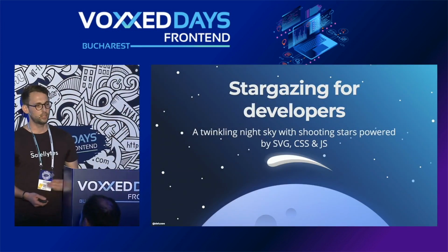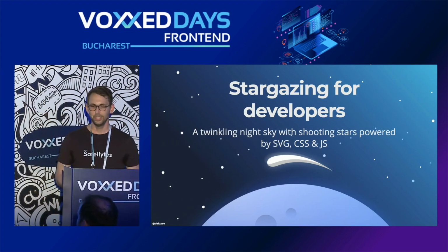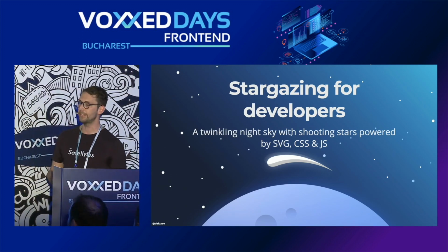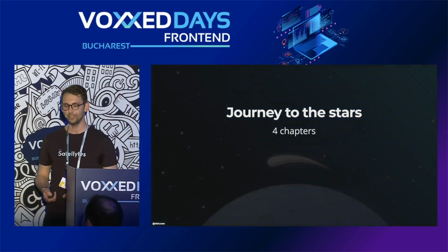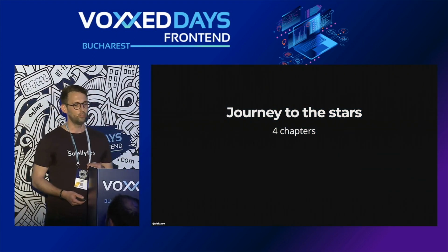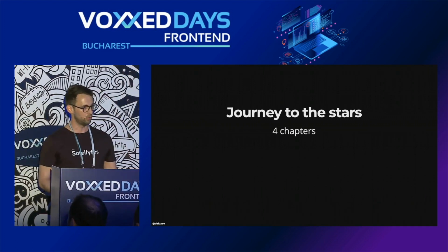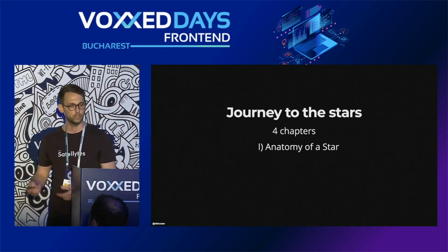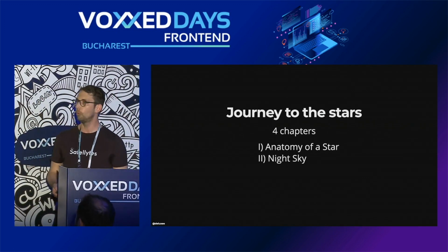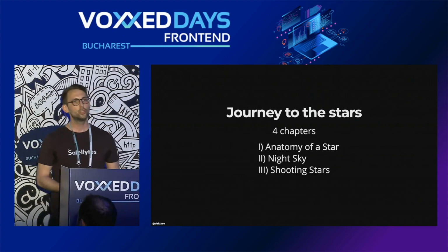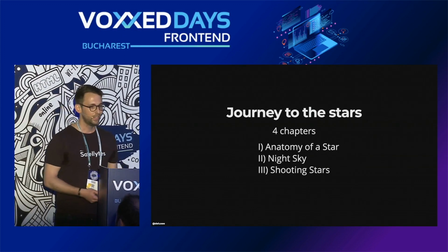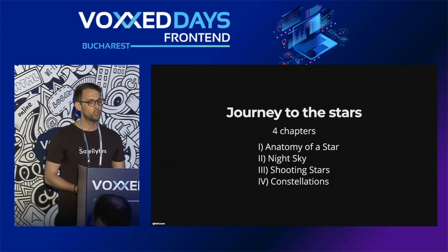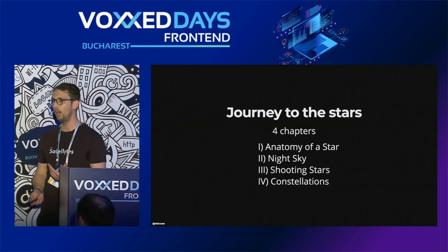My talk today has the title Stargazing for Developers, and we are going to build a beautiful twinkling night sky with basic web technology. So let's start. Over the course of 4 chapters, I will take you on a journey to the stars. We will explore how a single star works to create them easily. After that, we will assemble a full and crowded night sky. Shooting stars can't be missing in any night sky, and that's what we'll look at in the 3rd chapter. And the final chapter will show you what constellations are and how we can build them.